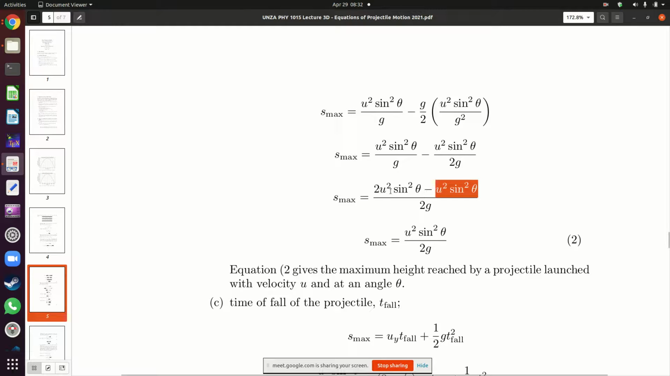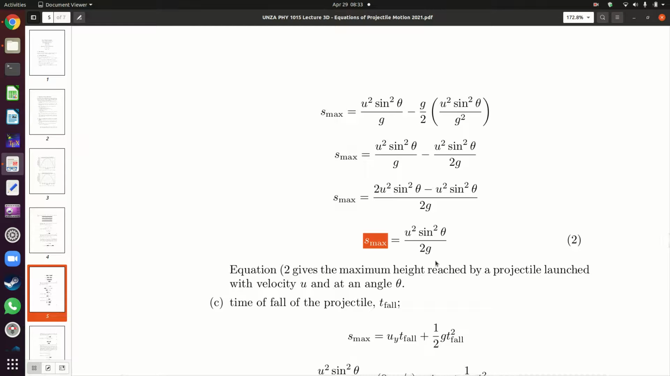Now 2 u squared sine squared theta minus u squared sine squared theta is just the same. Basically this expression here is the same as this expression, just that this is twice as much as this. So when you do the subtraction, you end up with u squared sine squared theta divided by 2g. So your S max, your maximum height, S max is equal to u squared sine squared theta divided by 2g. So this is how you find the maximum height which your projectile is going to go to.